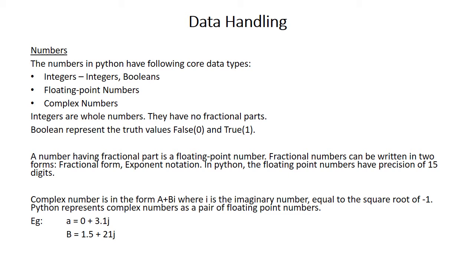A number having a fractional part is a floating point number. Fractional numbers can be written in two forms: fractional form and exponent notation. In Python, the floating point numbers have a precision of 15 digits. A complex number is in the form of a plus bi, where i is the imaginary number equal to the square root of -1. Python represents complex numbers as a pair of floating point numbers. Examples are given below.